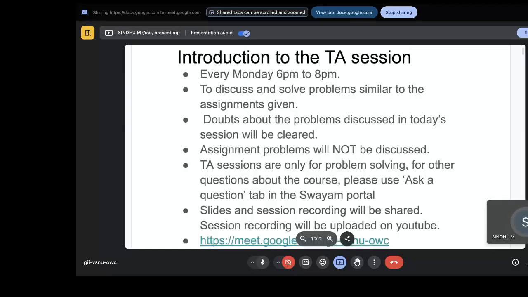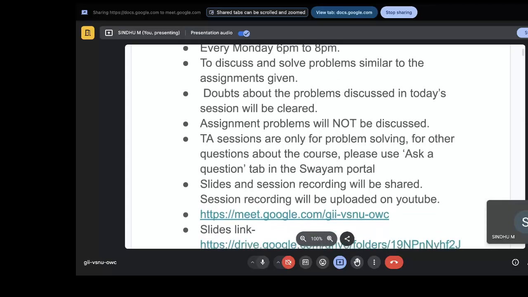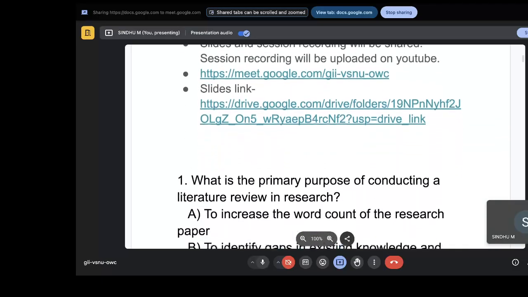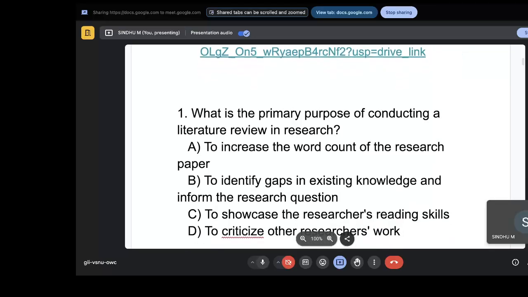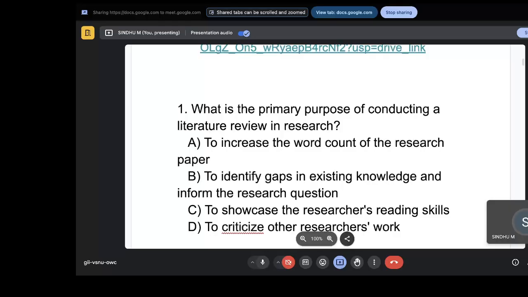So yeah, just this one announcement, and this week 8 is the final week of the course. Let's get started and look at the questions for today. This is the first question. You can type the answer in the chat box, then we can discuss the solution.